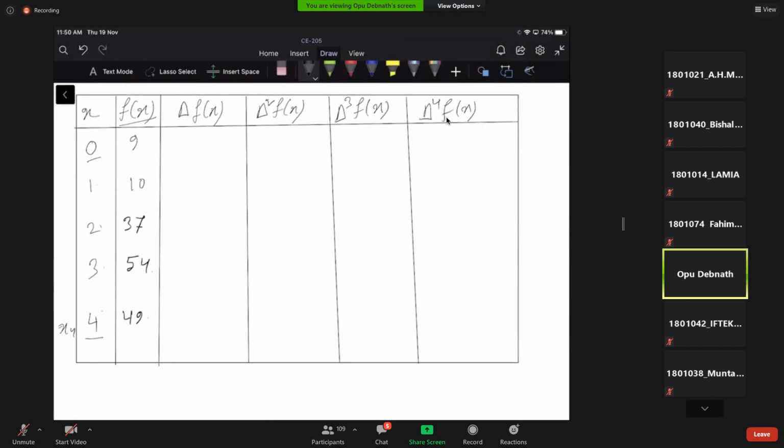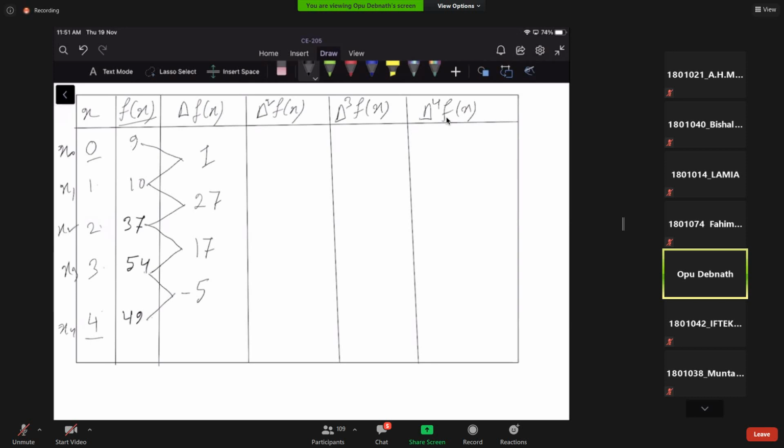49 minus 54, it will give you minus 5. Again 54 minus 37. This will give 17. 37 minus 10. This is 27. 10 minus 9. This is 1. That means always this is 0, 1, 2, 3, 4. So we will complete 4 minus 3, 3 minus 2, 2 minus 1, and 1 minus 0. Okay. This is x0, x1, x2, x3.